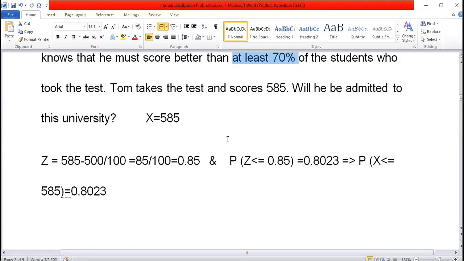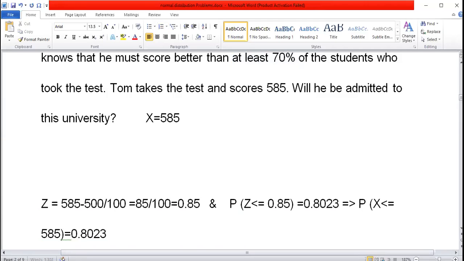What is the area bigger than X 585? How could you do that? Professor, I didn't get your question. I'm saying, what is the probability that X is greater than 585? Couldn't you do that from 0.5? 0.5 minus 0.030. What is that value?